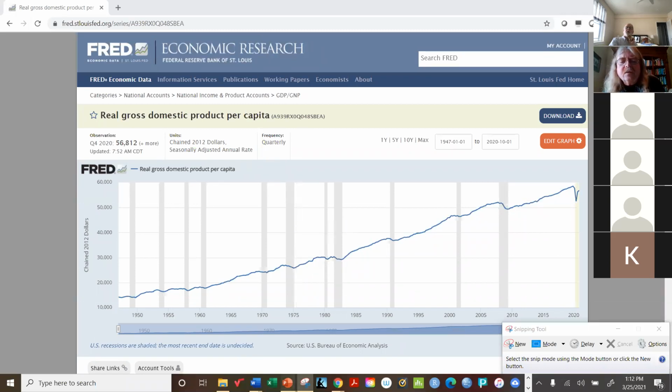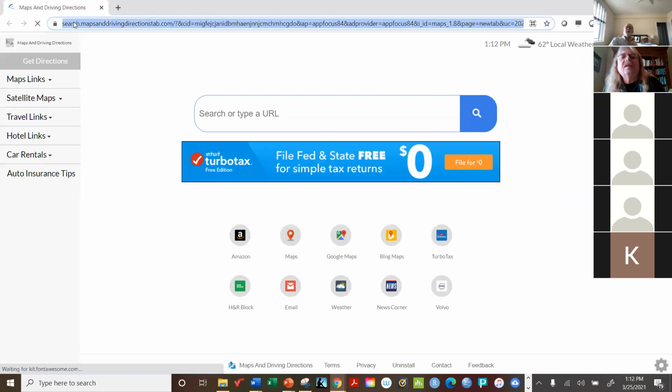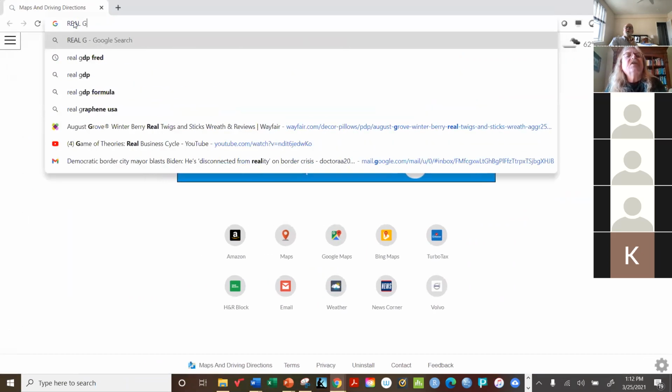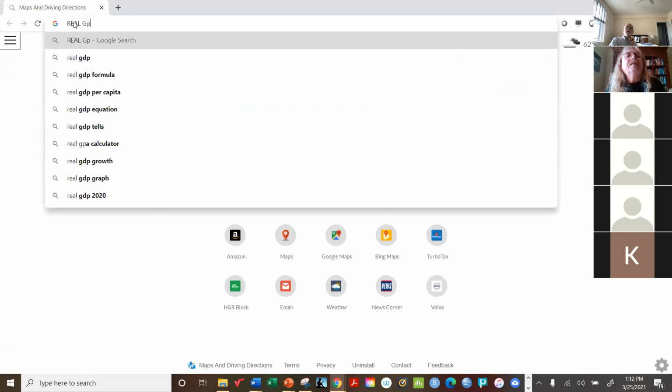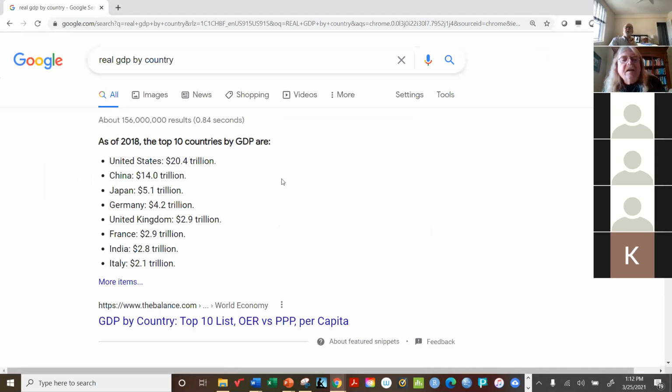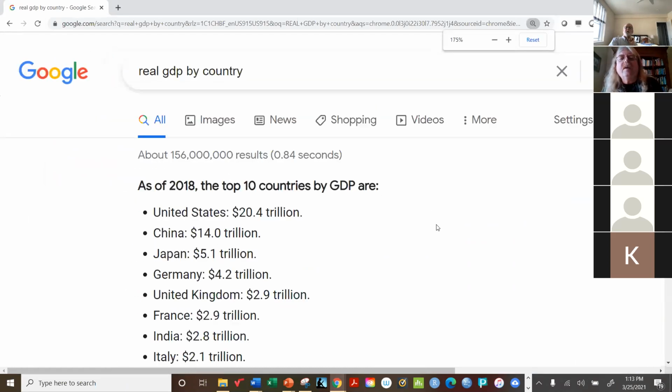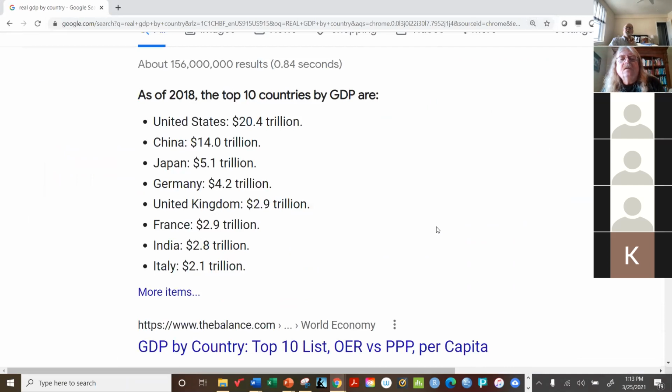So where do we stand compared to the rest of the world while we're thinking about this? I think if I remember correctly, if I've seen these numbers, we'll start by looking at real GDP by country. Okay, there it is. This is as of the end of 2018. So you can see the US is way, way, way at the top. 20.4, China, well, China's getting up there. 14, that's about 2/3 of what we are. Japan is about a quarter of where we are, 5.1 trillion. Then we see a little more further down the list. We have Germany and the UK and France and Italy and India.